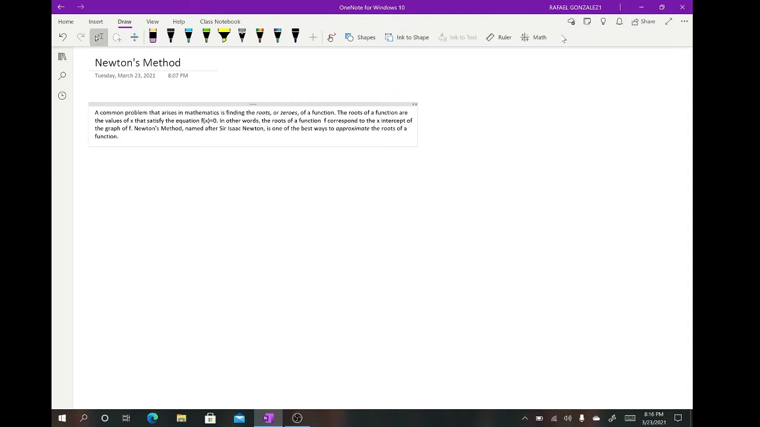Alright everyone, welcome back. So today we're going to be talking about Newton's method. And Newton's method is going to help us solve a problem that comes up a lot in the study of mathematics. You may remember this problem from pre-calc and even college algebra. And that is finding the roots or the zeros of a function.